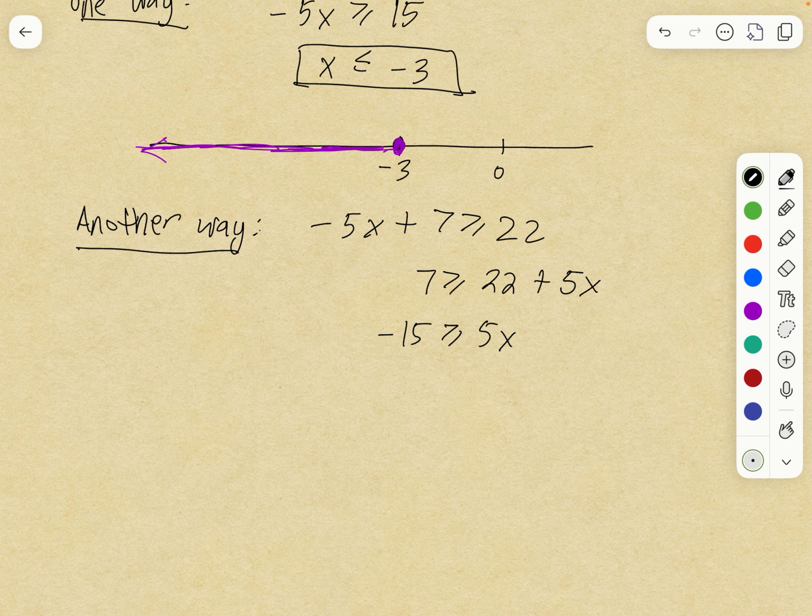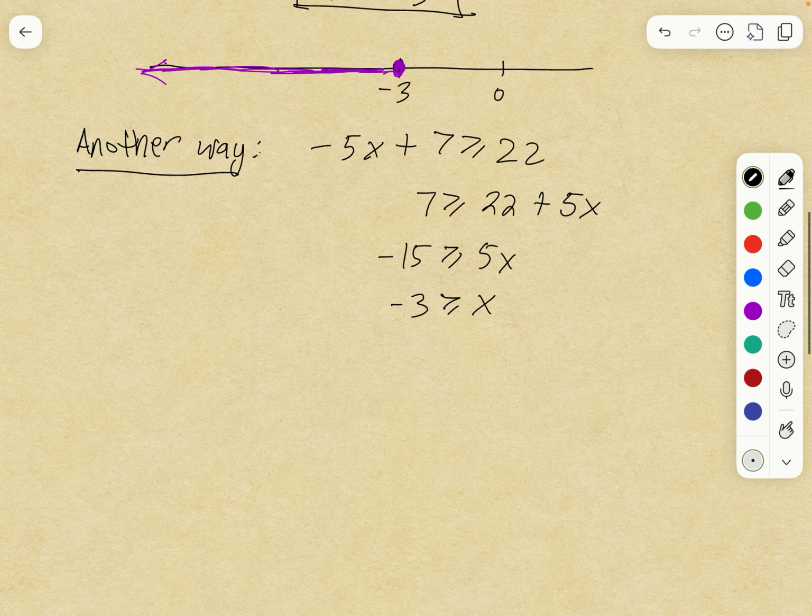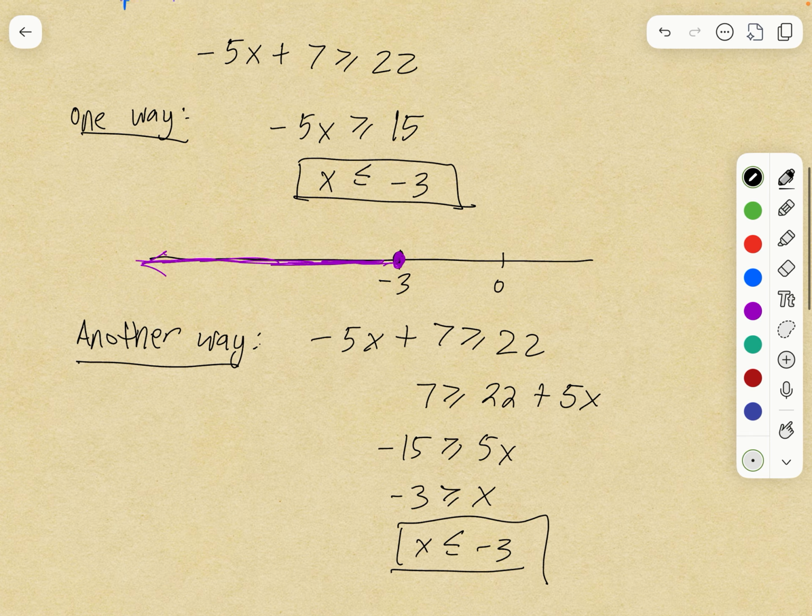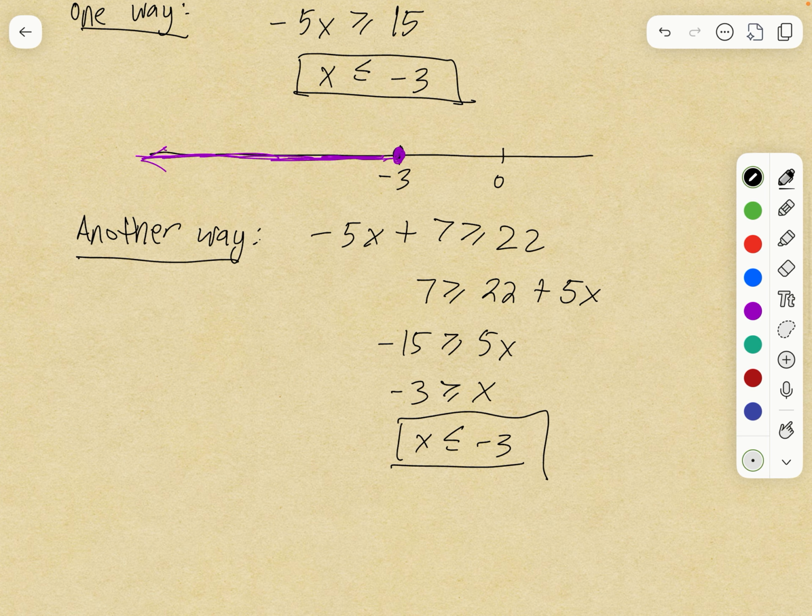Now this time, since you're dividing both sides by 5, and 5 is positive, you don't change the sign. Negative 15 divided by 5 is negative 3. 5x divided by 5 is x. So you get negative 3 is greater than or equal to x. And it's more typical to write this as x is less than or equal to negative 3. So you get the same answer as above. And of course, the graph is the same.